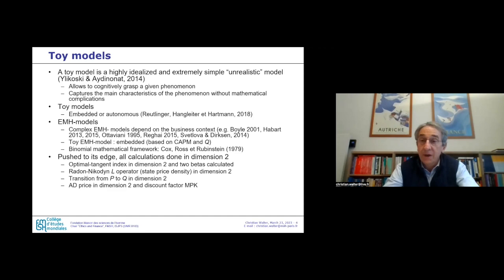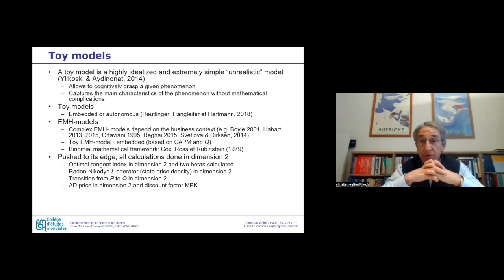For my toy model, I will choose a very, very well-known framework. There is no novelty in my paper, but only a novelty in the way of presenting the different concepts. I will use the binomial mathematical framework of Cox, Ross and Rubinstein, dating back to 1979. The advantage of choosing this kind of simplicity is that I will be able to push to its edge all the calculations in dimension two.